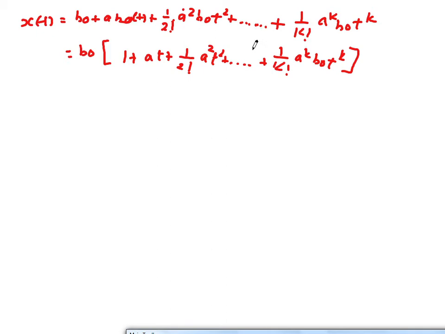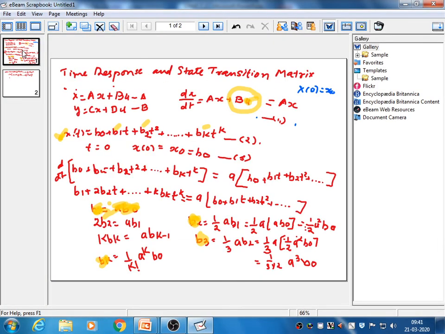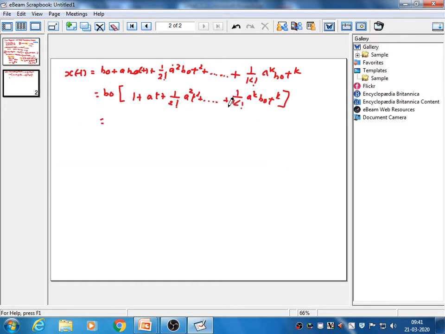Now what I have to do, I have to put the value of b0. What is b0 actually? In the earlier slide we have found out this b0 is equal to x of 0. So in the equation number 3 we have derived that b0 is equal to x of 0, so I can replace this with x of 0. The same will be available over here also.